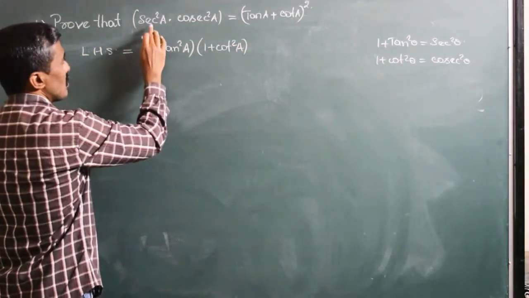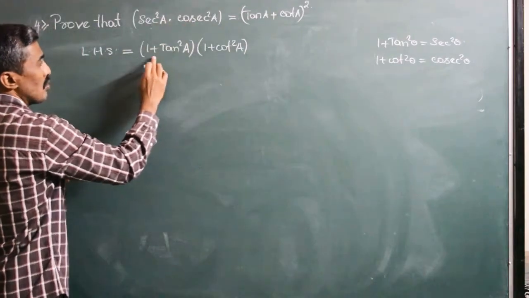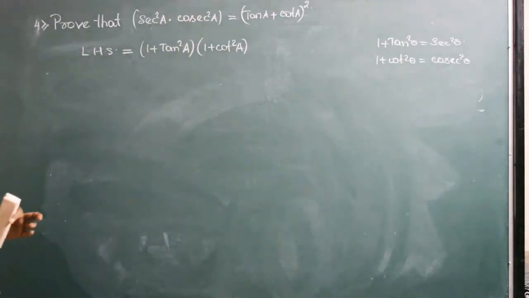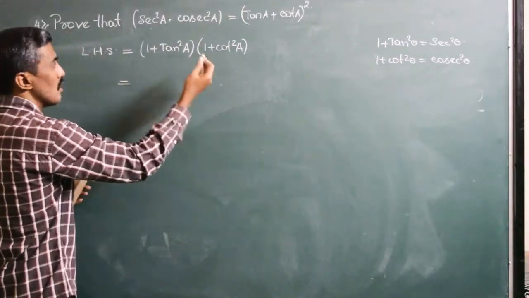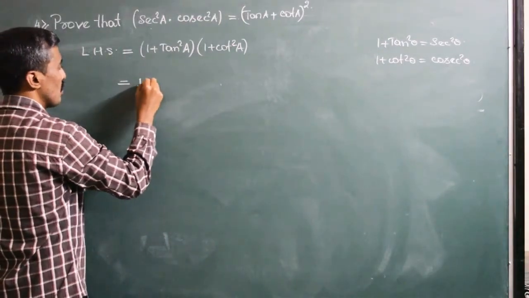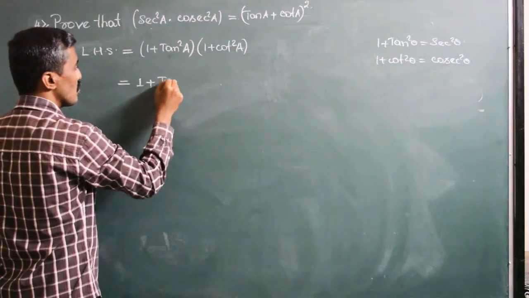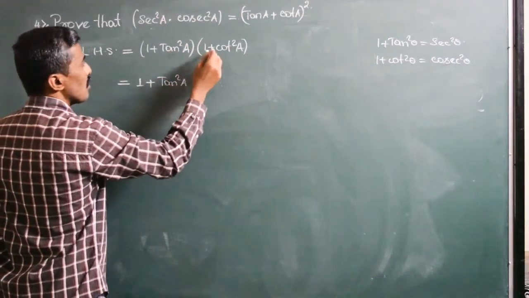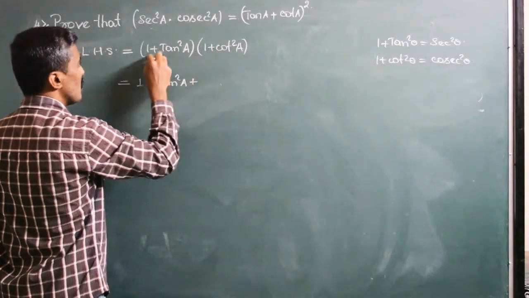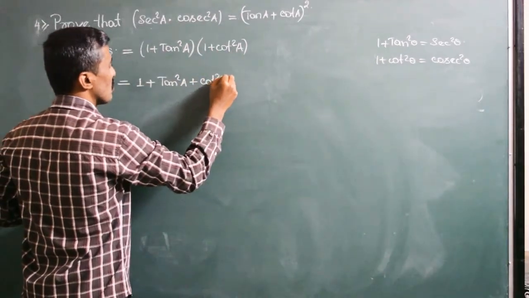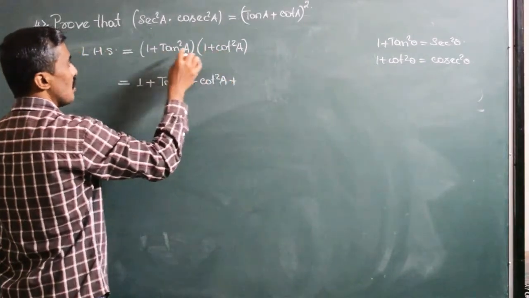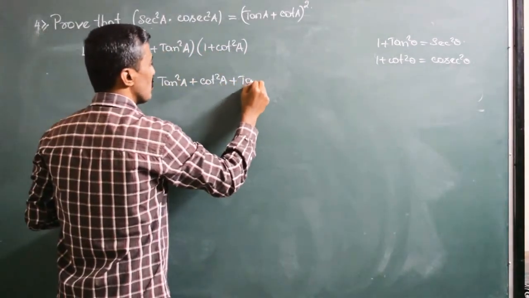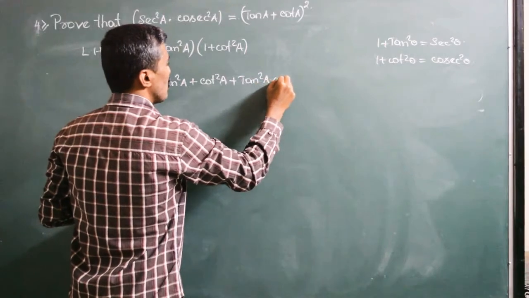Now we have expressed the product of monomials as a product of binomials. We know how to multiply binomials, correct? So now start to multiply the binomials. 1 into 1, plus 1 into tan square A, plus cos square A into 1, so cos square A, plus cos square A into tan square A, that is tan square A into cos square A.